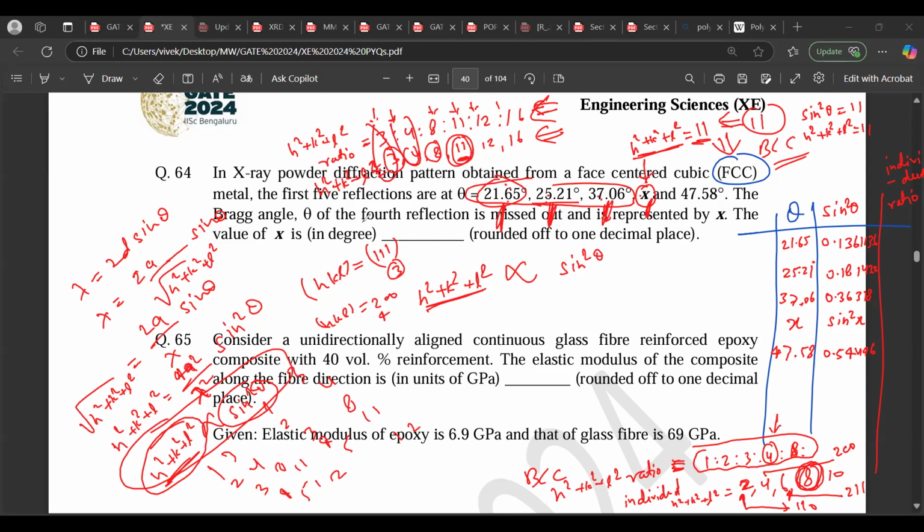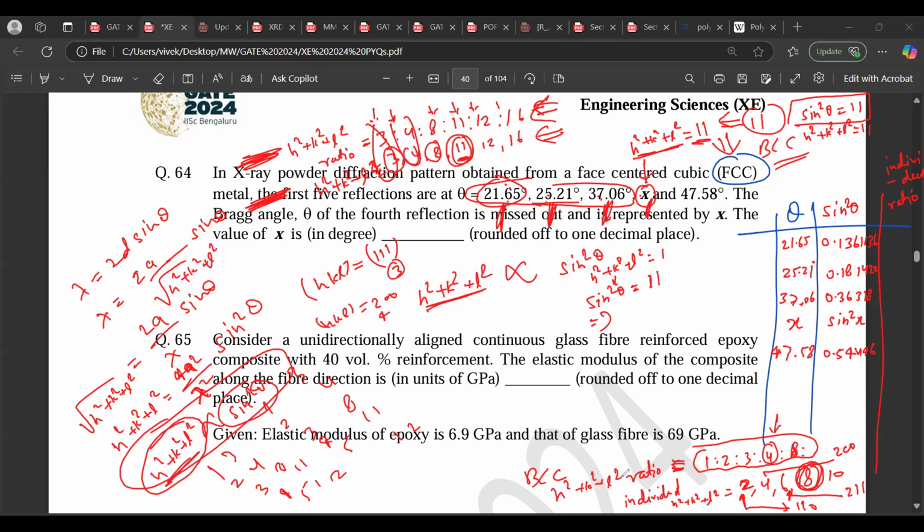Okay, let me prove it. You can simply put sin square theta equals 11 and find out what theta is. This is your answer. If you are at my level, you know that h square plus k square plus l square for the fourth peak is 11, so my sin square theta will also be 11. If I am the aspirant solving in the exam, I'll directly put sin square theta equals 11, even though I know h square plus k square plus l square is 11, not sin square theta, because both are proportional, not the same. Since this individual number and ratio are both the same, I can write sin square theta as 11 as well.